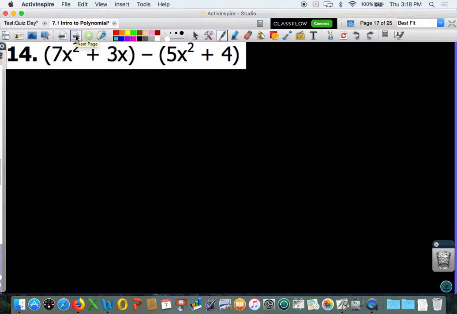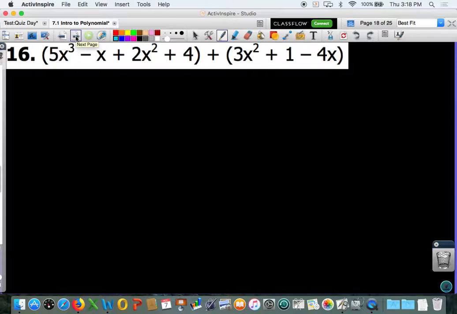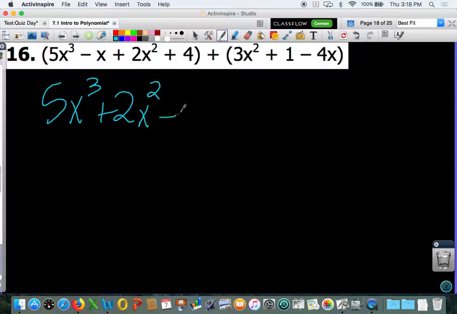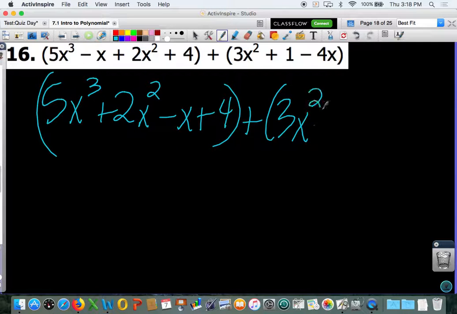We are going to do the next problem. All right, so here we go. It's almost in order, so let's get it in order first. I've got 5x to the third plus 2x squared minus x plus 4. Next, I've got plus 3x squared minus 4x plus 1. Now I can see my like terms a lot easier.